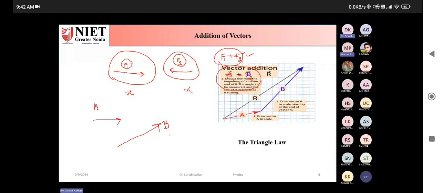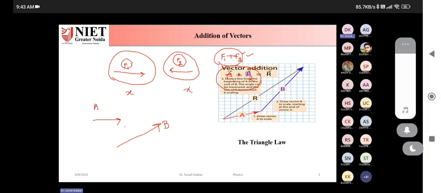Okay. So how will you add these two? Resultant vector. Tell me step one. What will you do? Head to tail. Place the tail of one vector on the head of another vector.